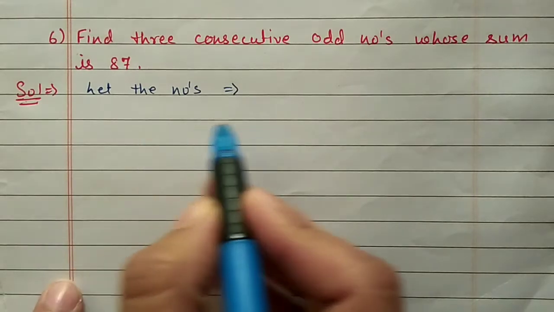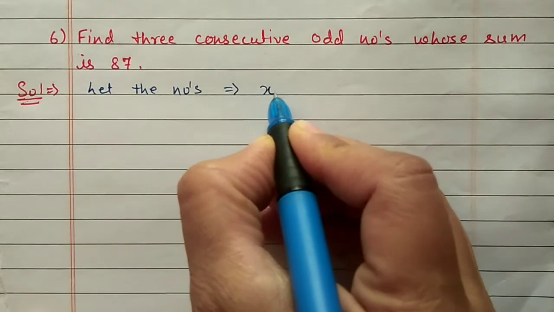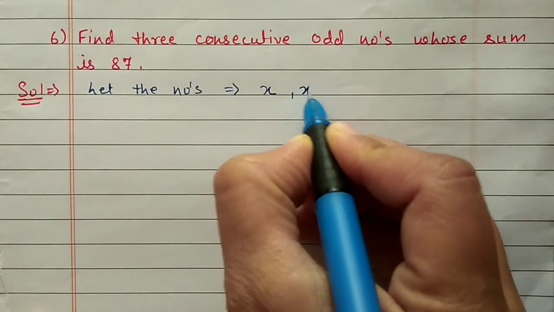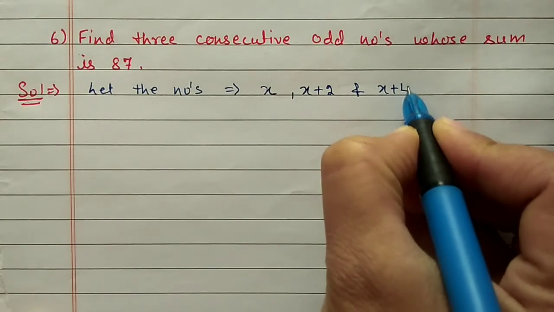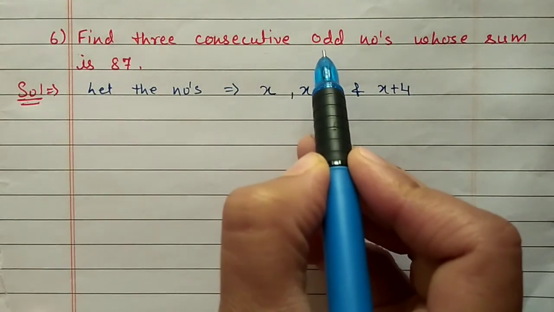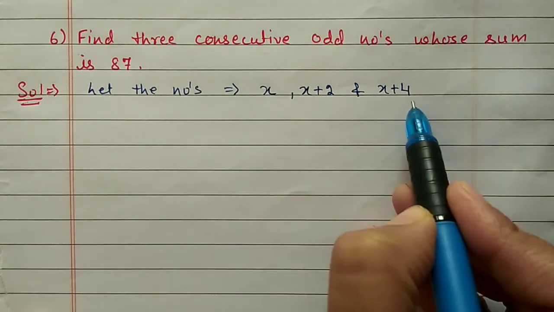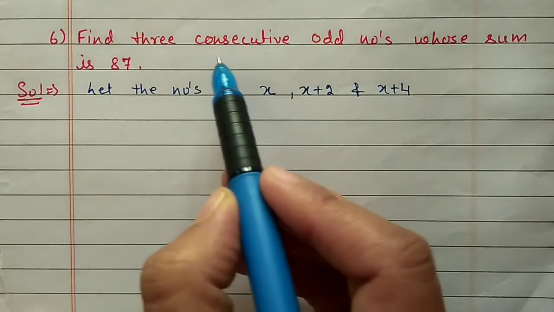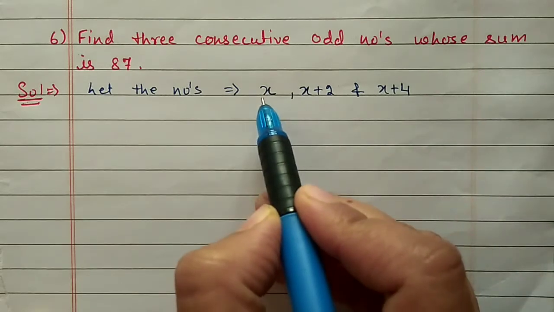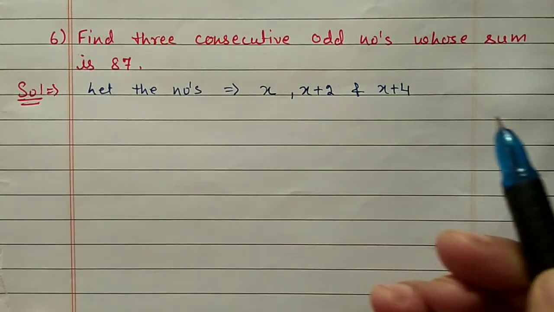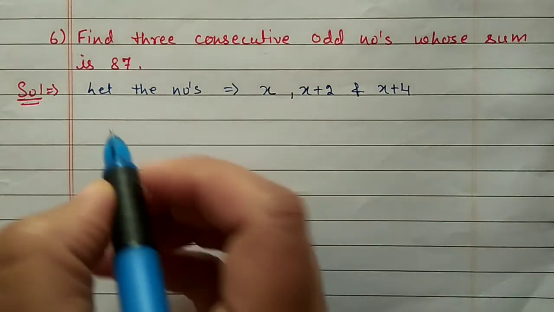So we will take the first number as x, then the second number will be x plus 2 and the third number will be x plus 4. Always remember for odd numbers and for even numbers we have to take numbers like this. And if only consecutive numbers are there, then the difference will be 1: x plus 1, x plus 2, x plus 3, like this we have to take.